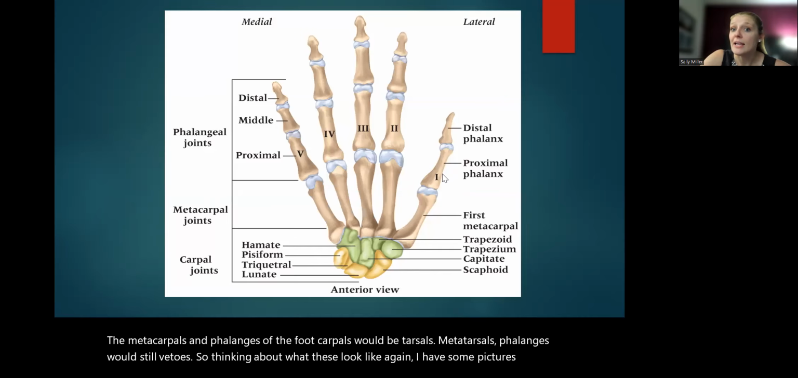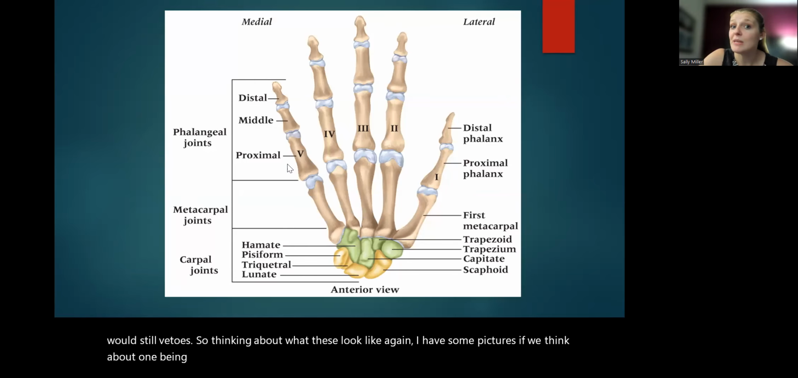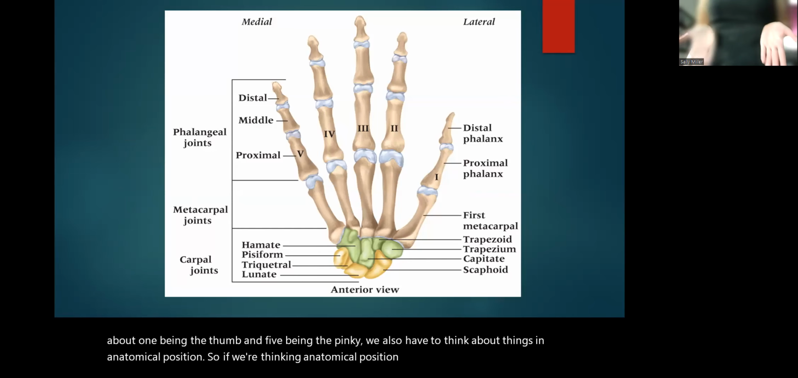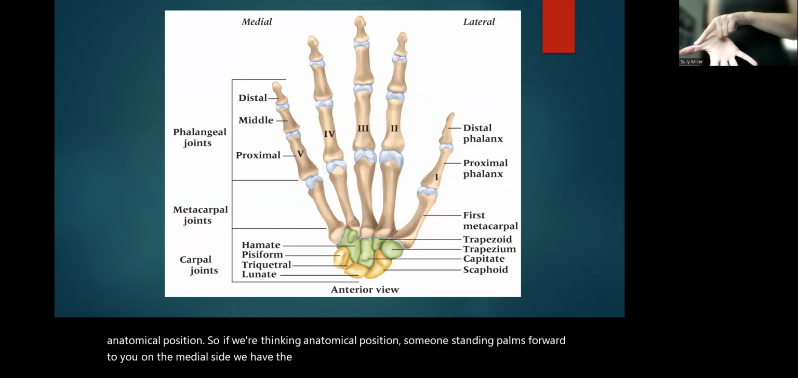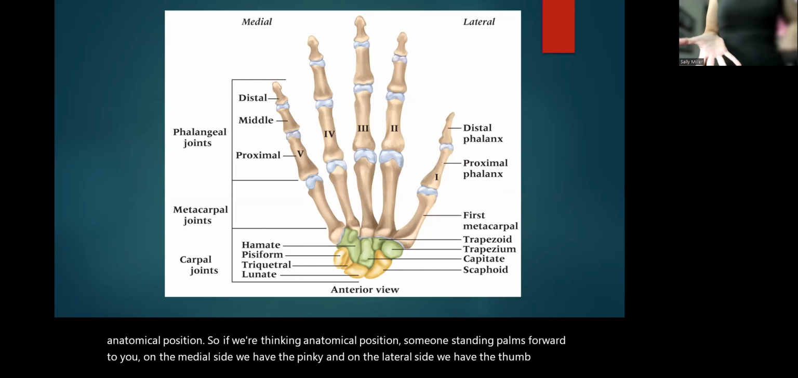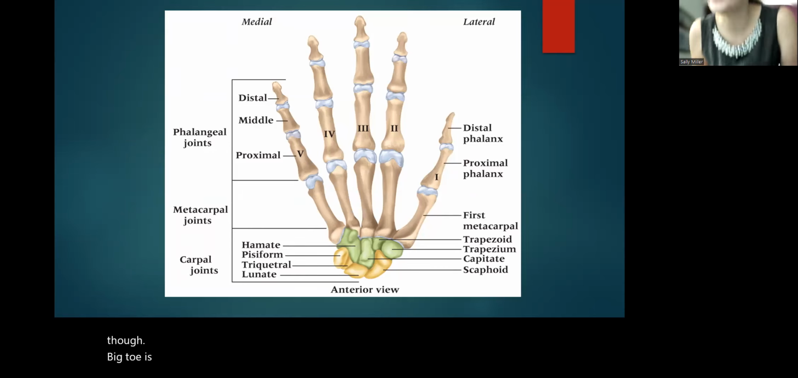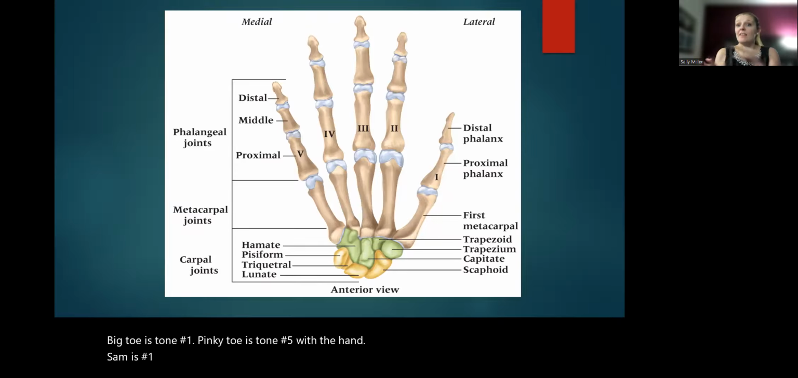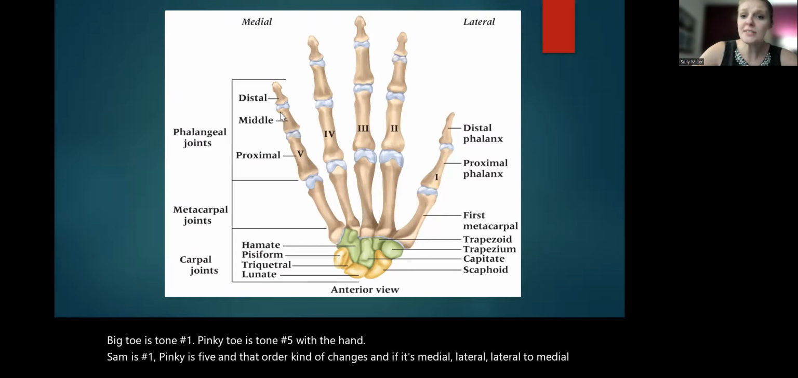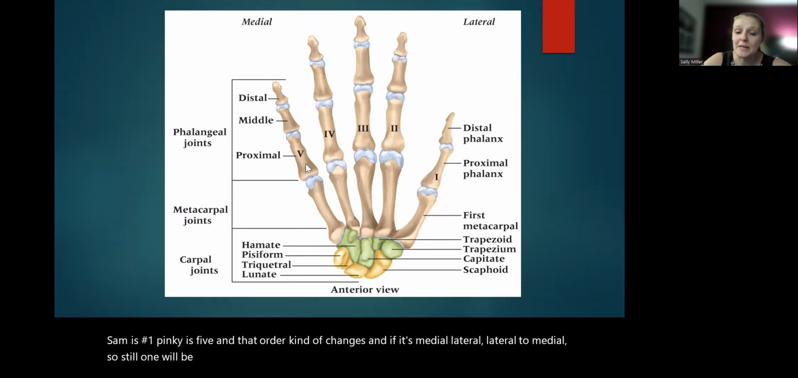If we think about one being the thumb and five being the pinky, we also have to think about things in anatomical position. So if we're thinking anatomical position, someone's standing palms forward to you. On the medial side, we'd have the pinky, and on the lateral side, we'd have the thumb. So even though big toe is toe number one, pinky toe is toe number five, with the hand, thumb is number one, pinky is five, and that order kind of changes. And if it's medial to lateral, lateral to medial. So still, one will be the big one, five will be the pinky side.